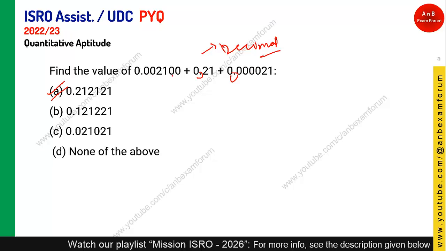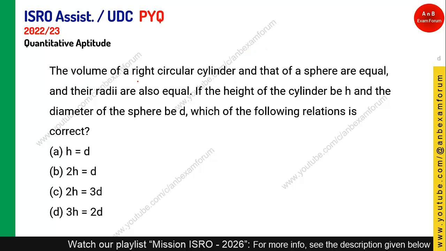0.212121. You can see how he has arranged it, all of them are at separate positions. So if you add it, the answer would be a very simple one. I'm not even expected to solve this question. A very simple one, right?